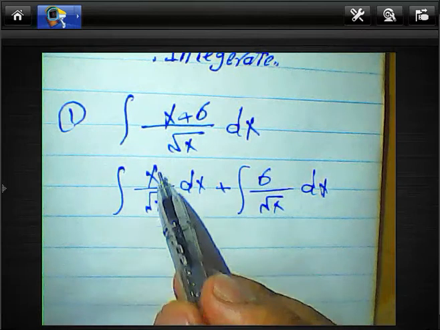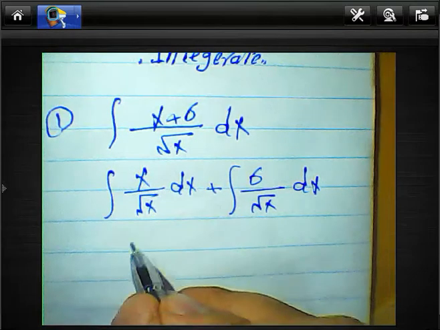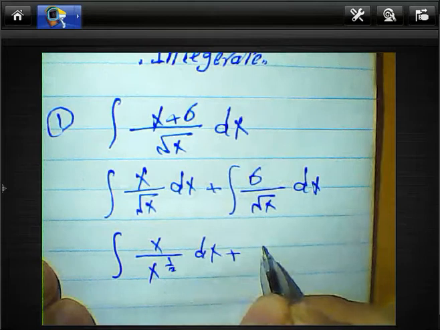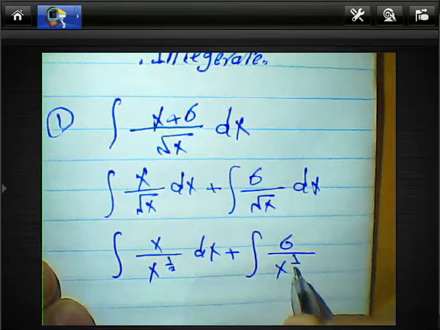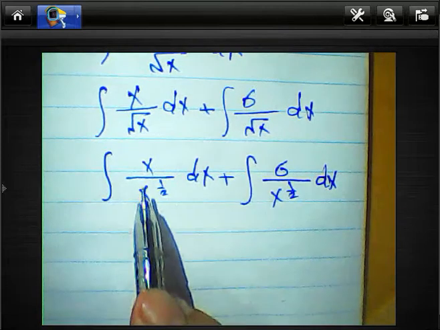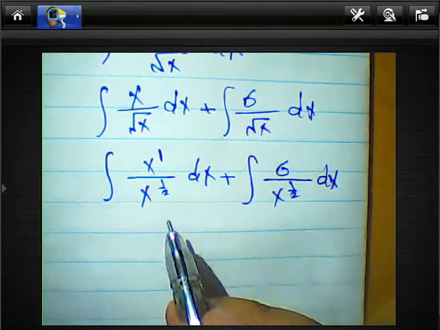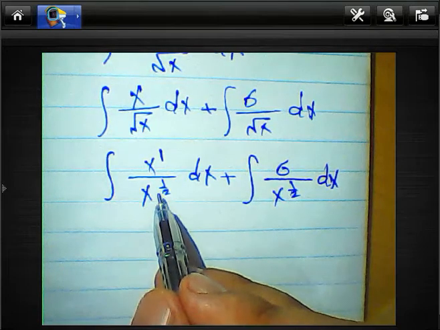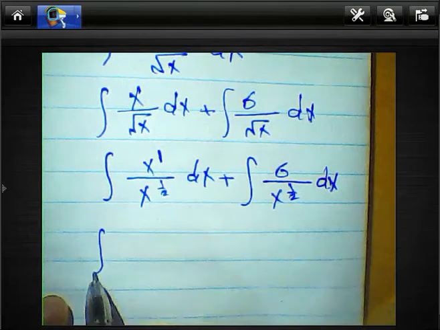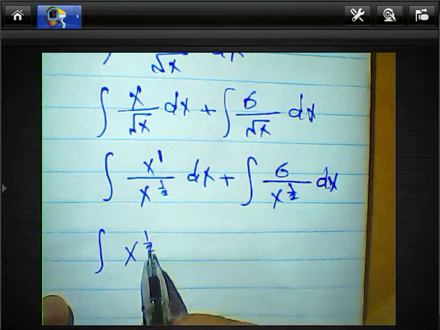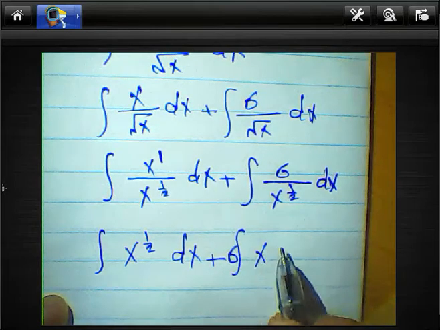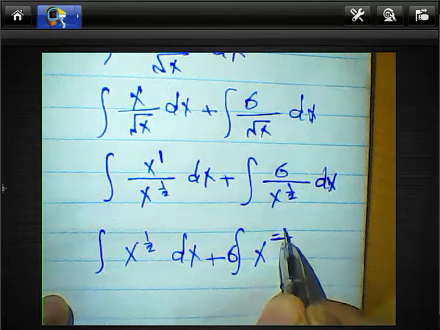We know x is x power 1, and in the denominator root x is x power half, so we write x over x power half dx plus the integral of 6 over x power half dx. We can simplify this fraction by dividing and subtracting the powers: 1 minus half equals half, so the result is x power half dx, plus the integral of 6 x power negative half, because it is the inverse of x power half.